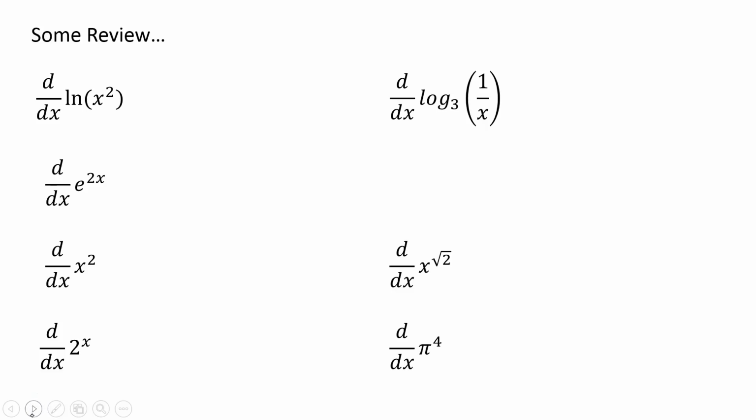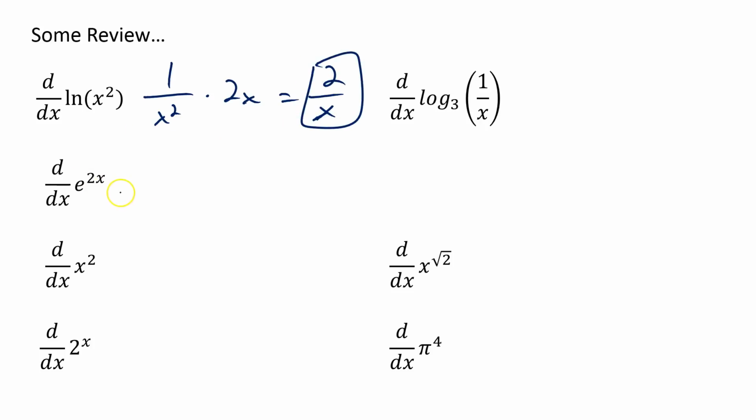All right, so first a little bit of review. My guess is you could whip these out pretty quick. So if you want to try them, pause the video. I'll see you in a second. All right, first one, natural log x squared: 1 over x squared times 2x. Cancel out an x, that's 2 over x.